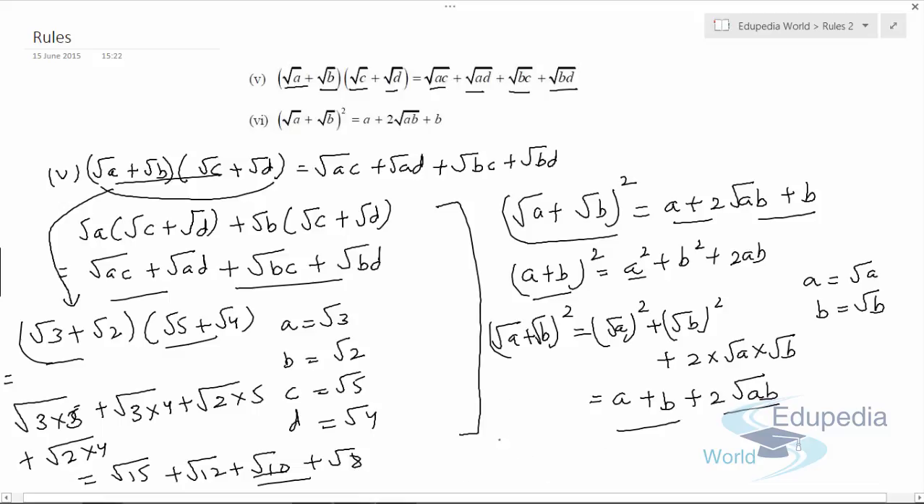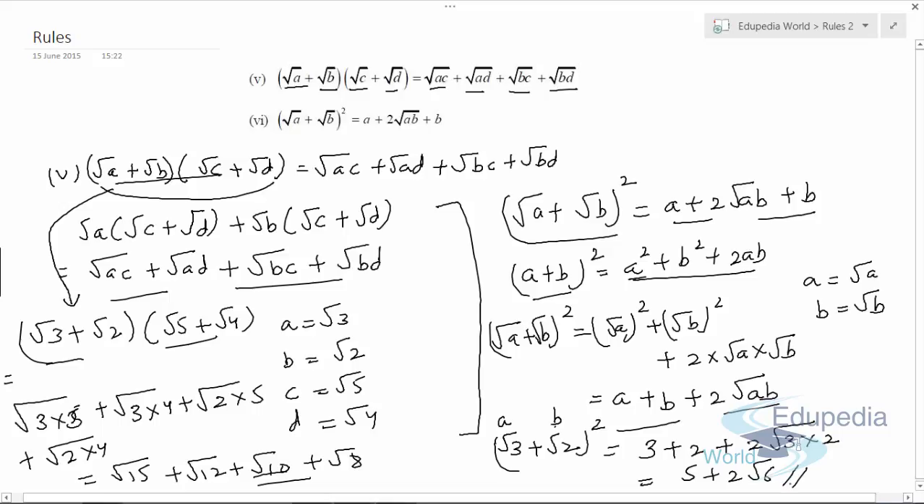Let's discuss with an example. Suppose we have to solve (√3 + √2) whole square. Over here a will become √3 and b will become √2. So we can directly apply the rule. The rule will be a + b + 2 into √ab. So the answer will come out to be 3 + 2 + 2√(3 into 2). So the answer is 5 + 2√6. So this is the final solution.